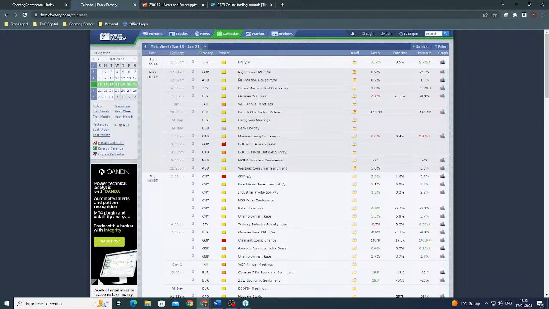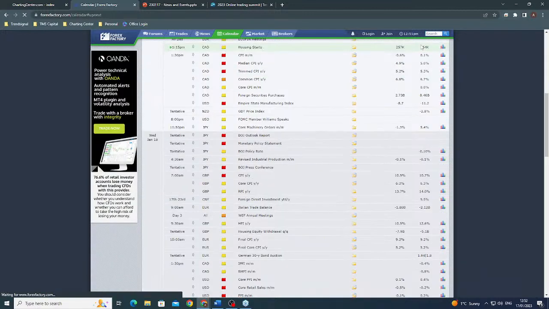One of the clever things that Forex Factory does for us, and a number of sites do, is rate the likely impact that this data is going to have. The yellow is quite low impact data, so it's not going to have a huge amount of impact on the markets. Then you have the amber ones, and the red ones are the most important.